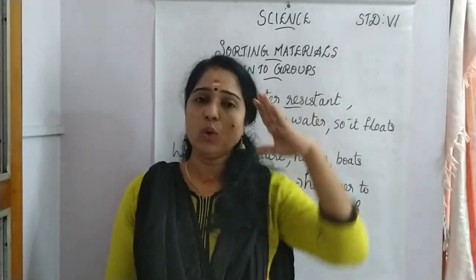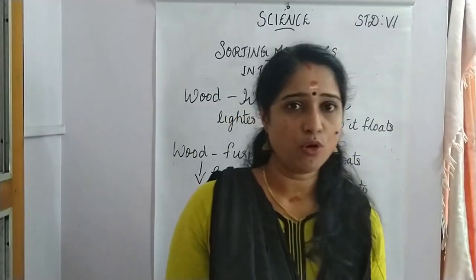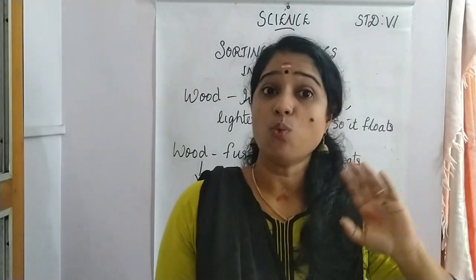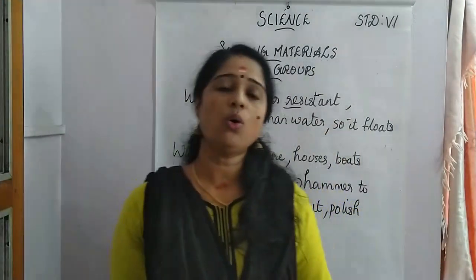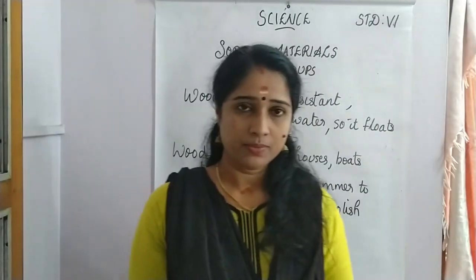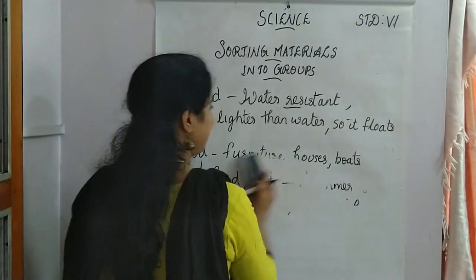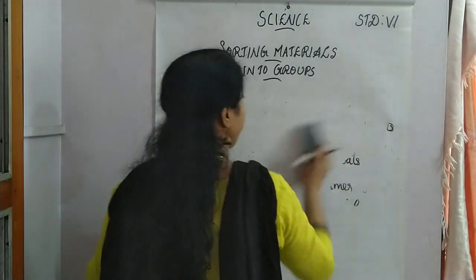So this boat floats in the water because it is made up of wood, and wood is water resistant, or you can say waterproof. It doesn't allow water to enter into it. Clear? So now we discussed two types of materials. Now we can move on to the metal.